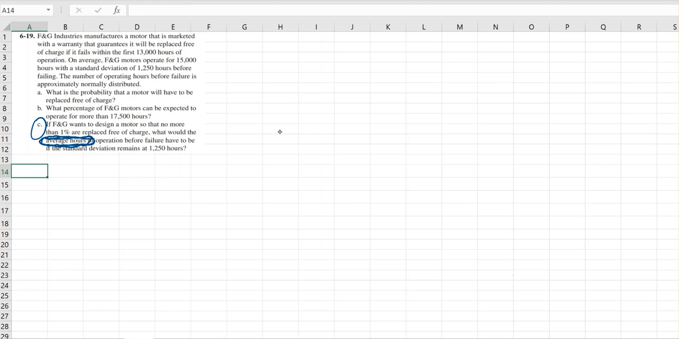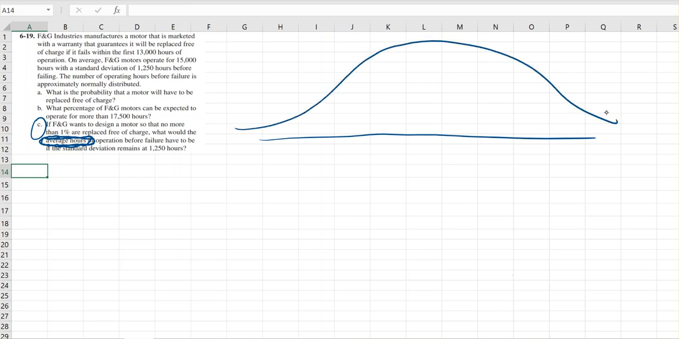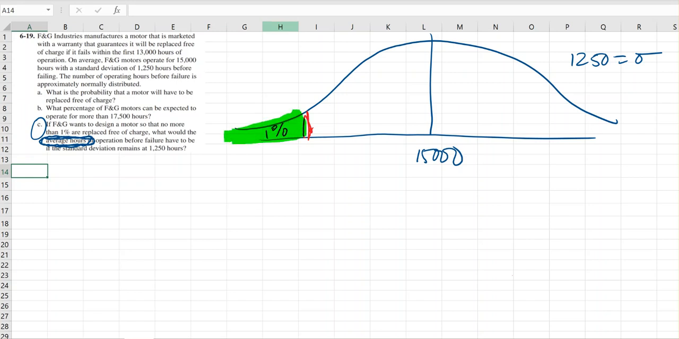So we draw our little diagram. I know that's 15,000. 1250 is equal to sigma, right? So no more than 1% are replaced free of charge. If no more than 1% is replaced free of charge, then it must be down here, right? 1%. And I'll shade it in, that 1%. If that's 1%, then I know that this is 0.49 or 49%, right?